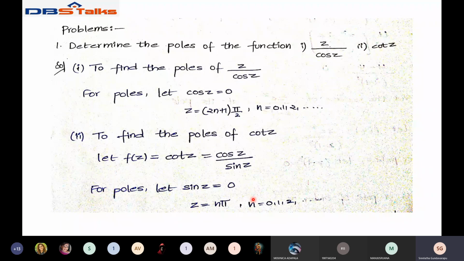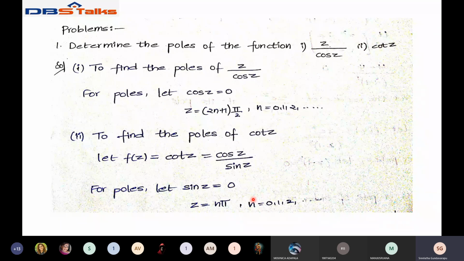Next, the second one is cot z. To find the poles of cot z, let f of z is cot z. So we have to find the poles. Let the denominator value be equal to 0. In this problem, f of z is cot z, then we write cot z is cos z by sin z.